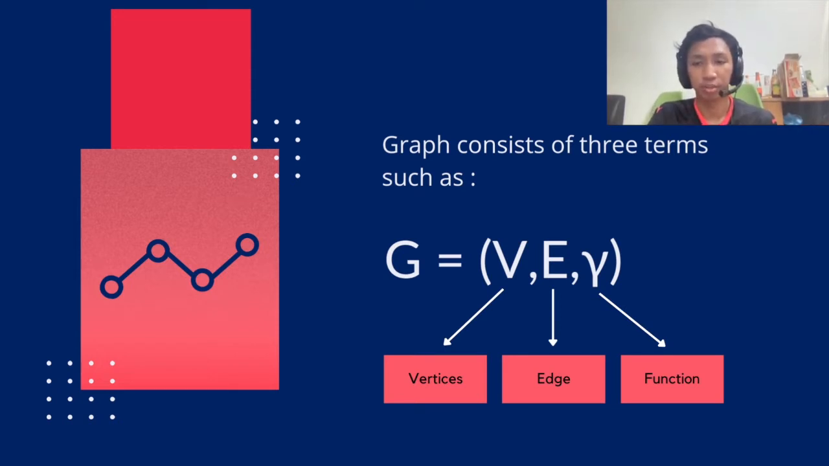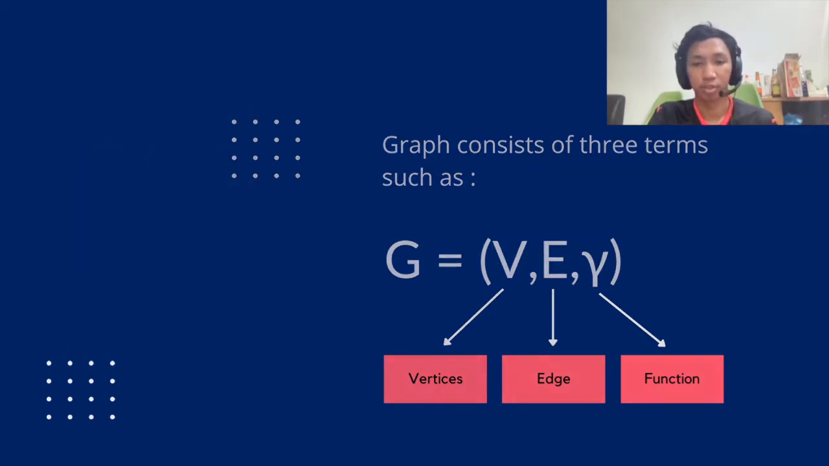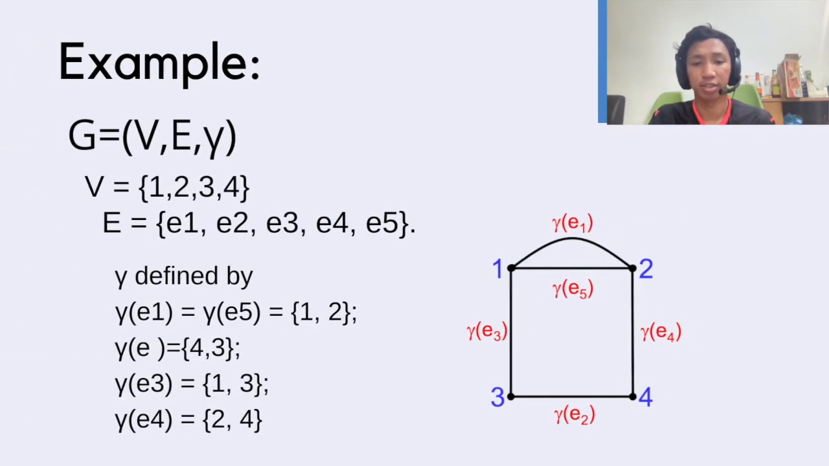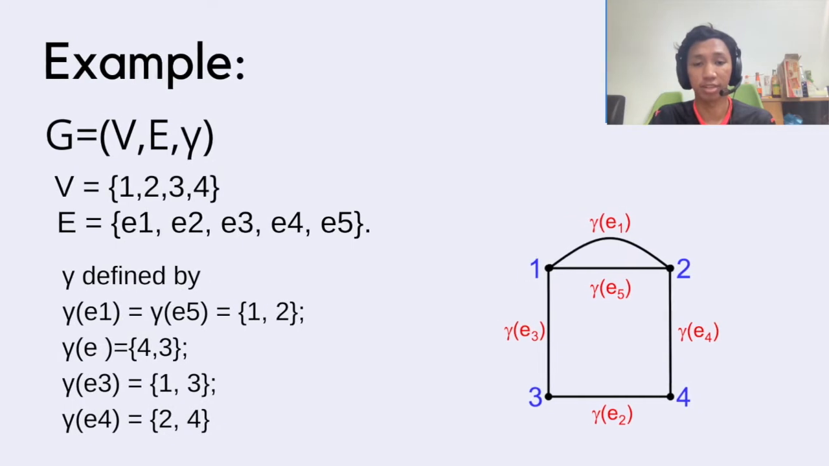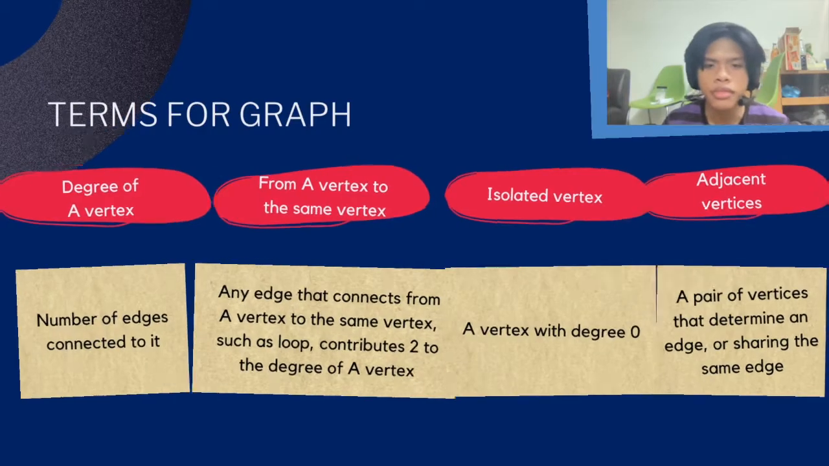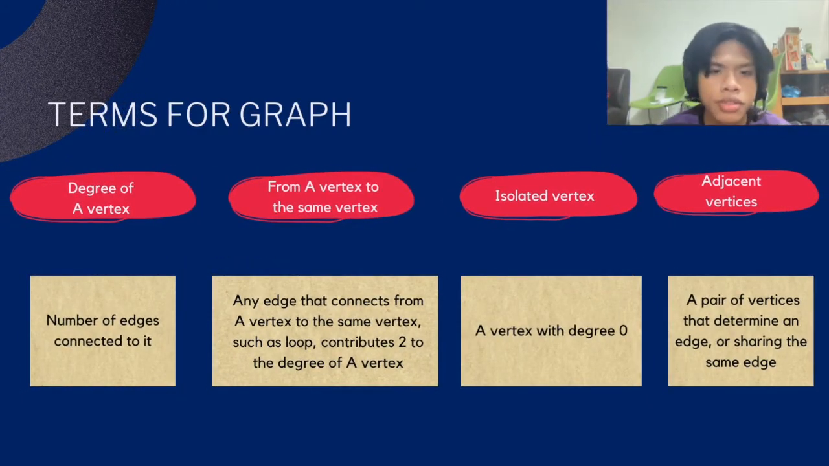So the next one, the example. A graph consists of a finite set of vertices, a finite set of edges, and a finite set of functions. As you can see in the graph, V1 is 1 and 2, V2 is 4 and 3, V3 is 1 and 3, V4 is 2 and 4, and lastly V5 is 1 and 2. For now, let's go for the terms for graph.